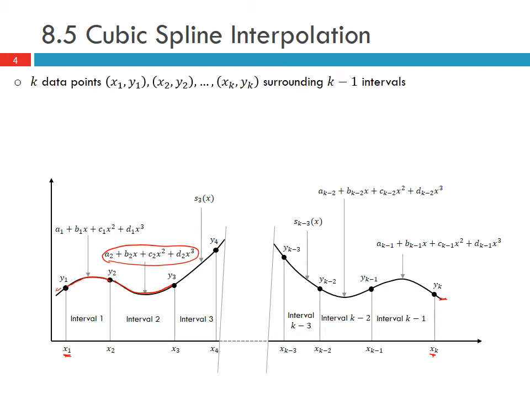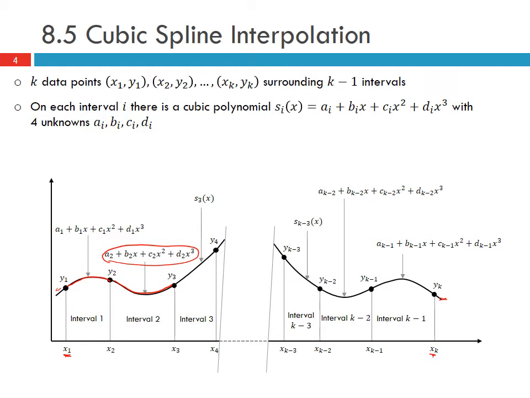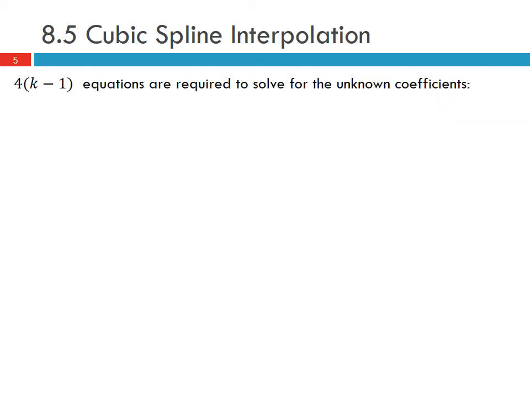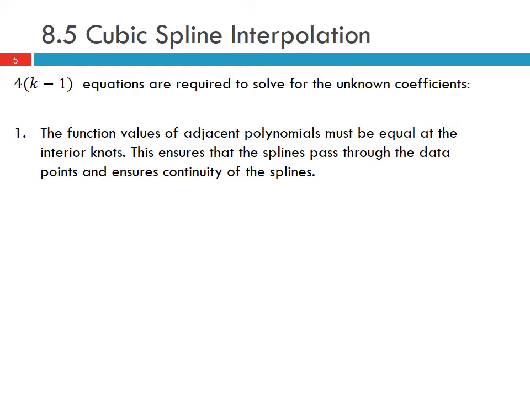So we have k data points surrounding k-1 intervals. On each interval, there is a cubic polynomial with 4 unknowns, a, b, c, and d. So the number of unknowns is 4 unknowns per interval times k-1 intervals, so 4(k-1) unknowns. That means we need 4(k-1) equations to solve for our unknown coefficients. So we can look at a number of conditions to come up with these equations.